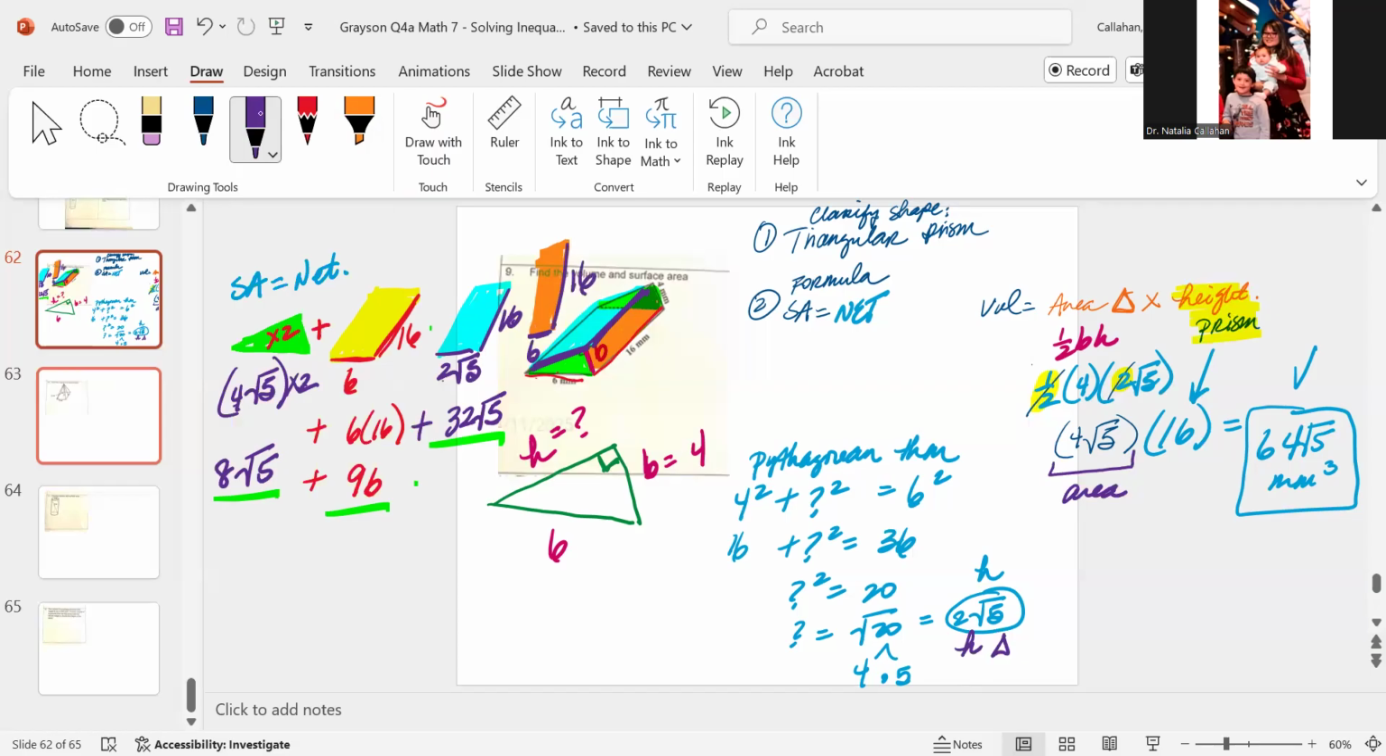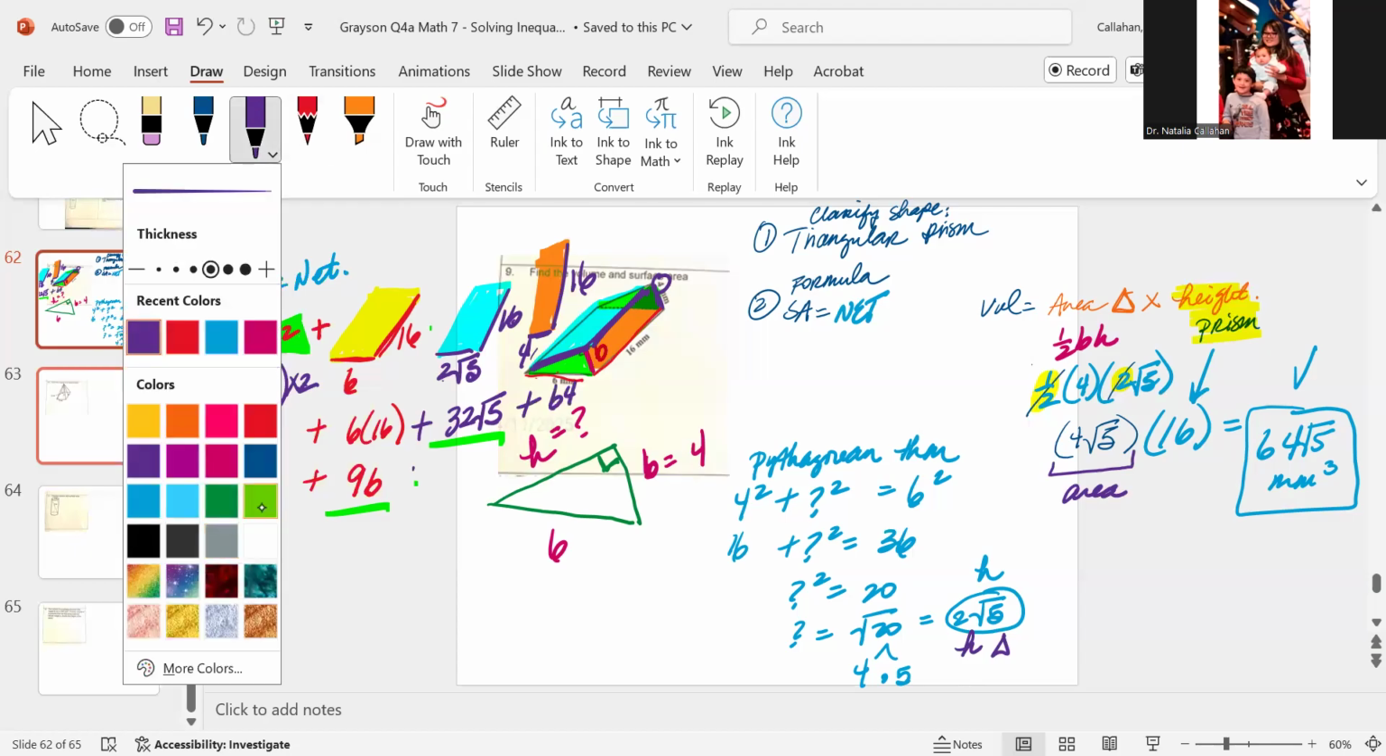There you go. Wait, hold on. No, that's not 6. This part right here is what? 4. Do you see the 4? Do you see the 4 right there? Yeah, that's 6. I don't know why. No, that's not 6. It's base. Yeah. So 16 times 4 is going to be 64, right?